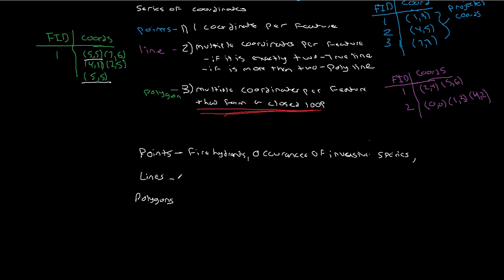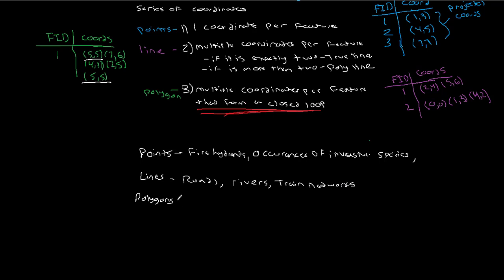Common examples of lines, so you have things like roads, things like rivers, train tracks or train networks. Again, think about your everyday life and things that you would think of as being connected line structures. Those are going to generally be done using the line vector data model.